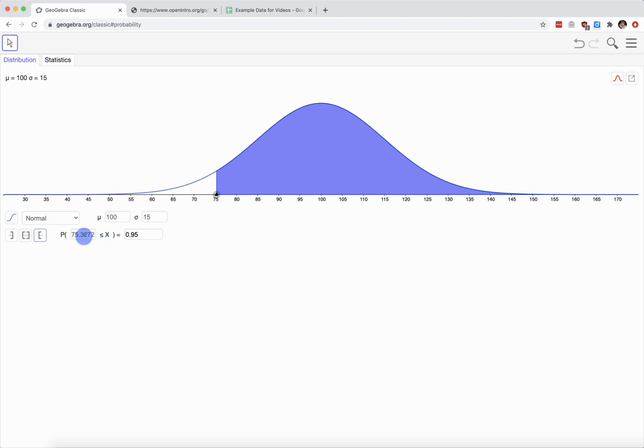So there we go. Those are the two ways that we can use the normal distribution. We can put in parameters and a cutoff for x and then get a probability answer, or we can start with a probability and find a cutoff for the region.